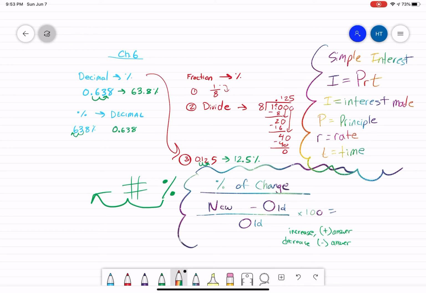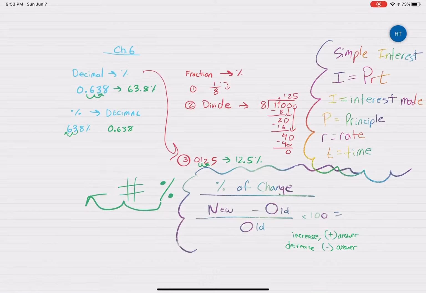With percents, it's a little tricky, right? You want to remember that you can't just type in a percent into a calculator. You always have to remember a decimal. So now, let's take a look at a couple of other formulas.